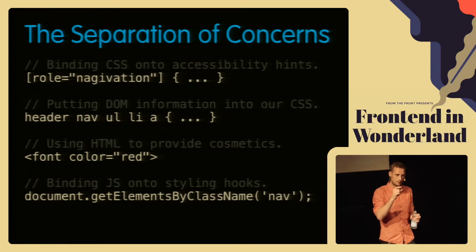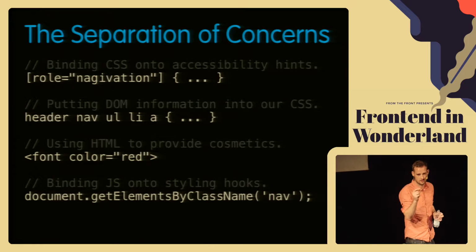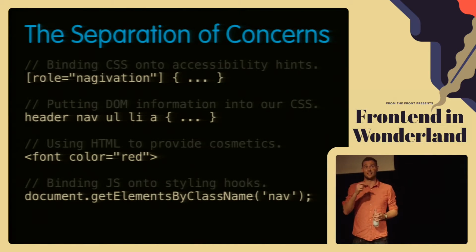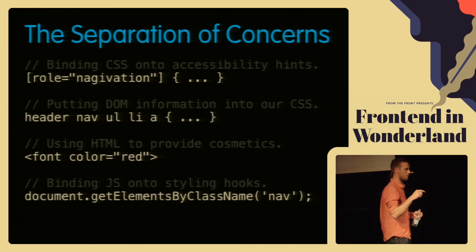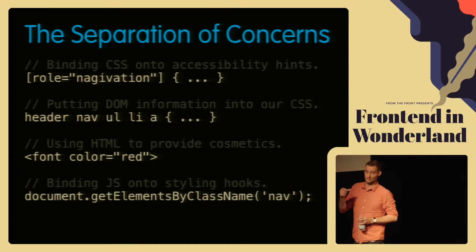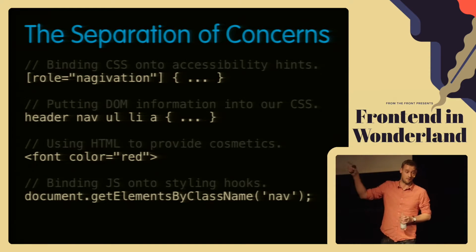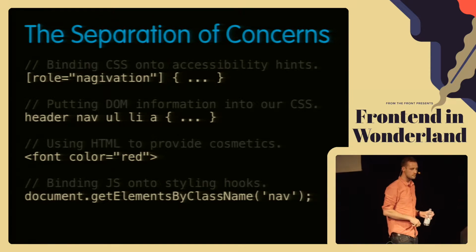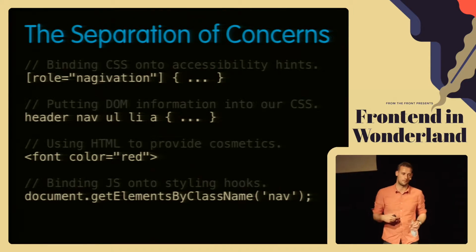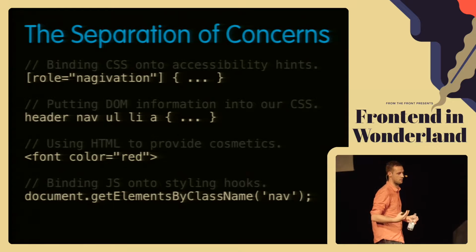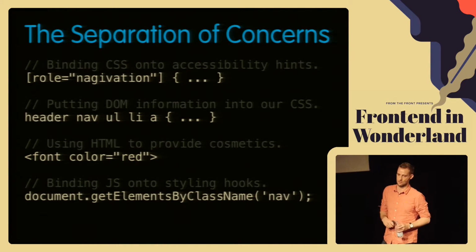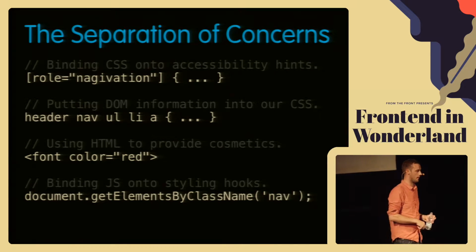And putting inline styles in your HTML, so style equals, that's technically not the separation of concerns because, sorry, that technically is the separation of concerns. Putting inline styles is yucky and horrible and we shouldn't do it, but at least it is still CSS. This is literally HTML providing cosmetics. And the final one, binding JavaScript onto CSS classes. If in my CSS and my HTML I change this to nav primary, I also have to be worried or aware of the fact that I'm probably going to break my JavaScript. I shouldn't have to be aware of that.